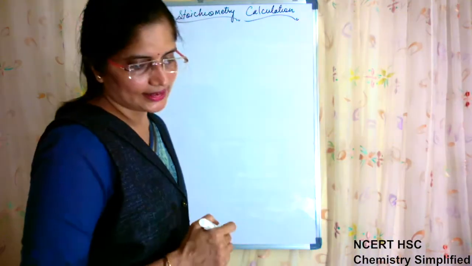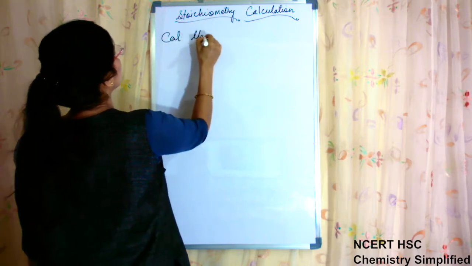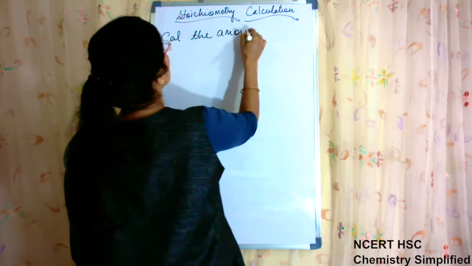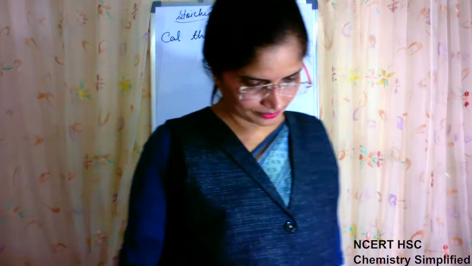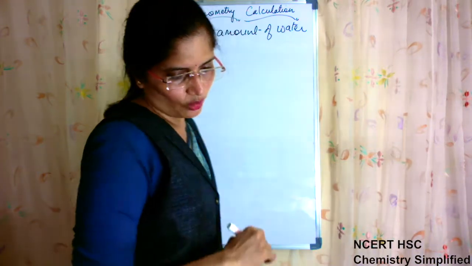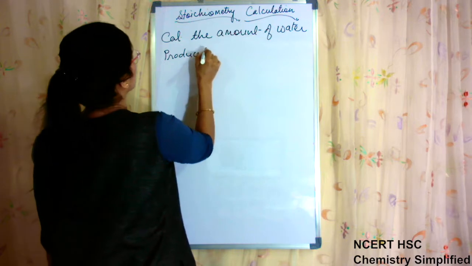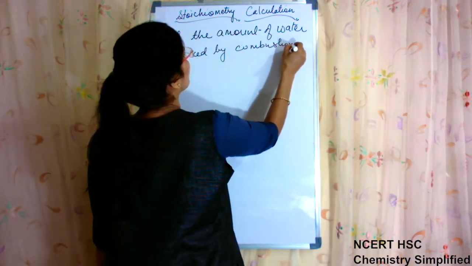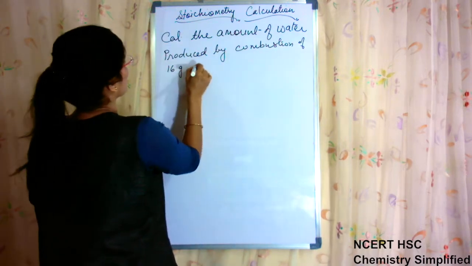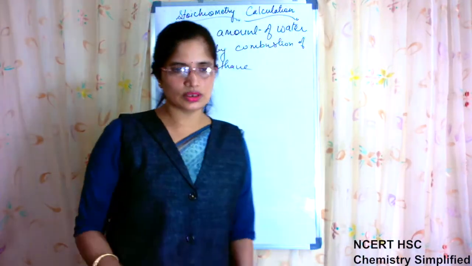Next question, we are writing: calculate the amount of water produced by the combustion of 16 grams of methane. So this question we will take.